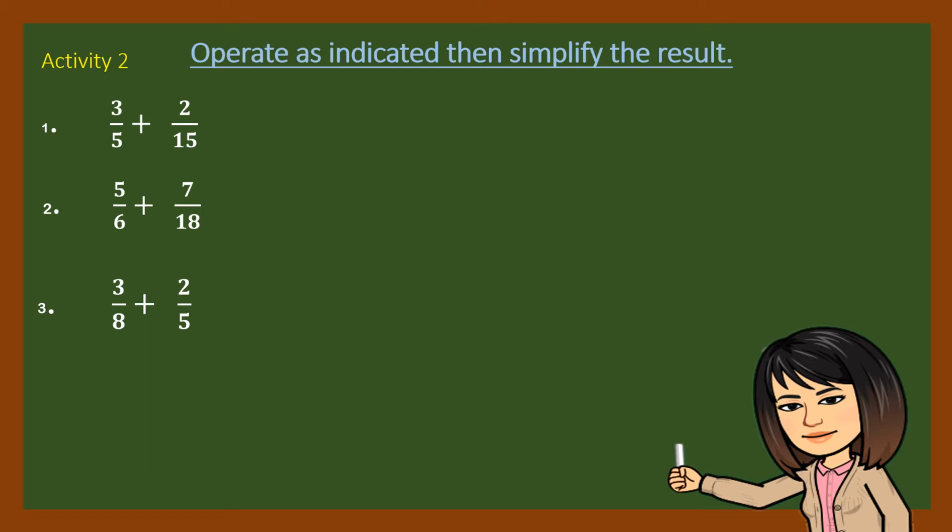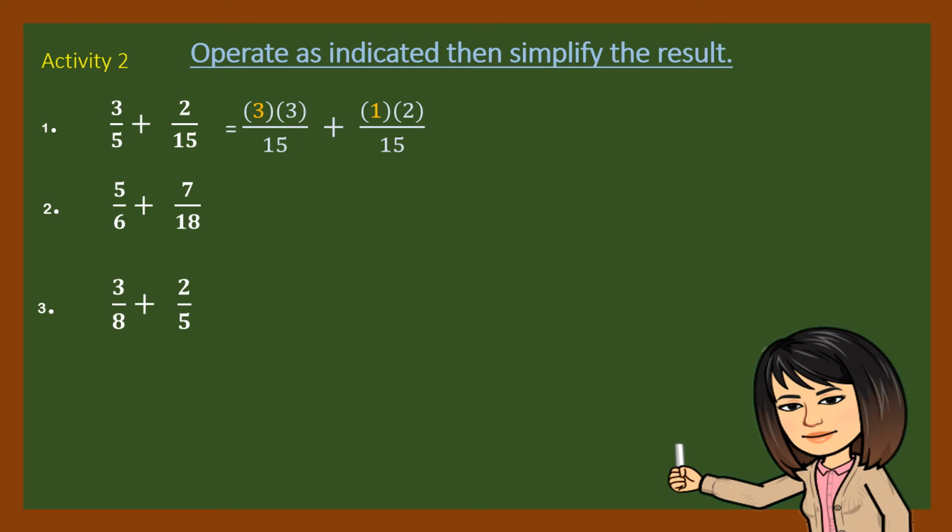So, let us first transform the dissimilar to similar fractions. How? For number 1, our denominators are 5 and 15. So, let us get the LCD. The LCD of 5 and 15 is 15. Next, divide this LCD by the first denominator. 15 divided by 5 is equal to 3. This is the answer. Then, multiply it to the numerator.